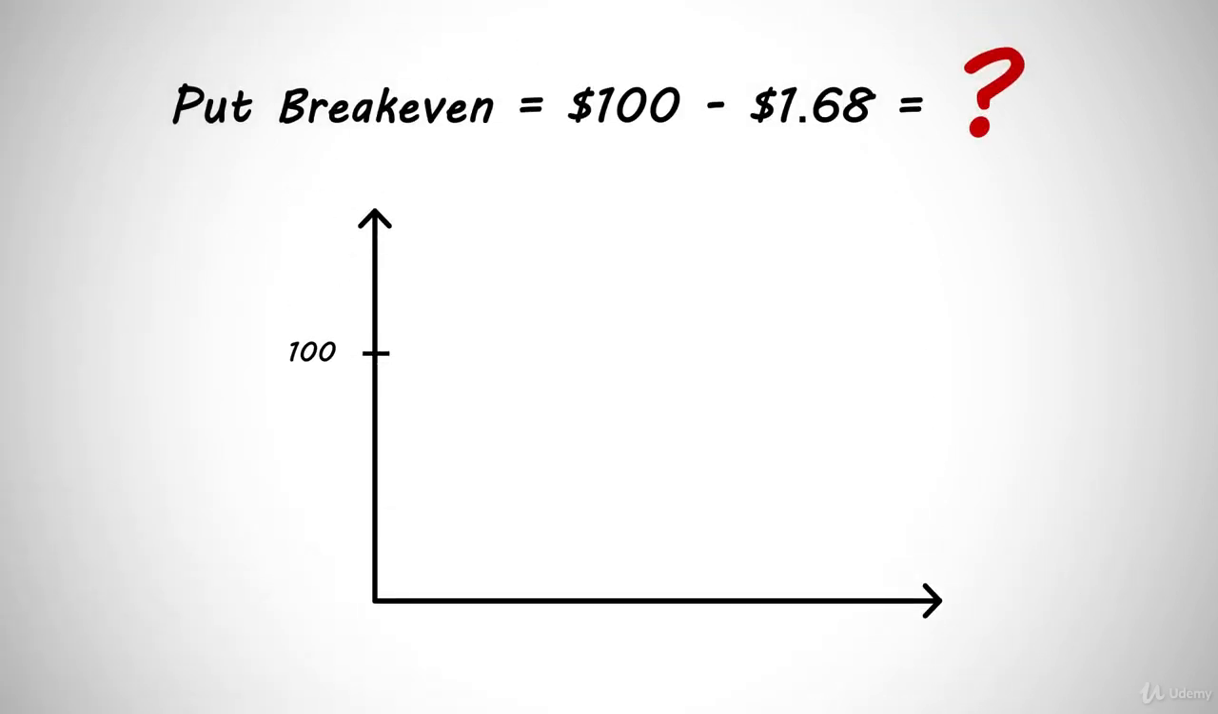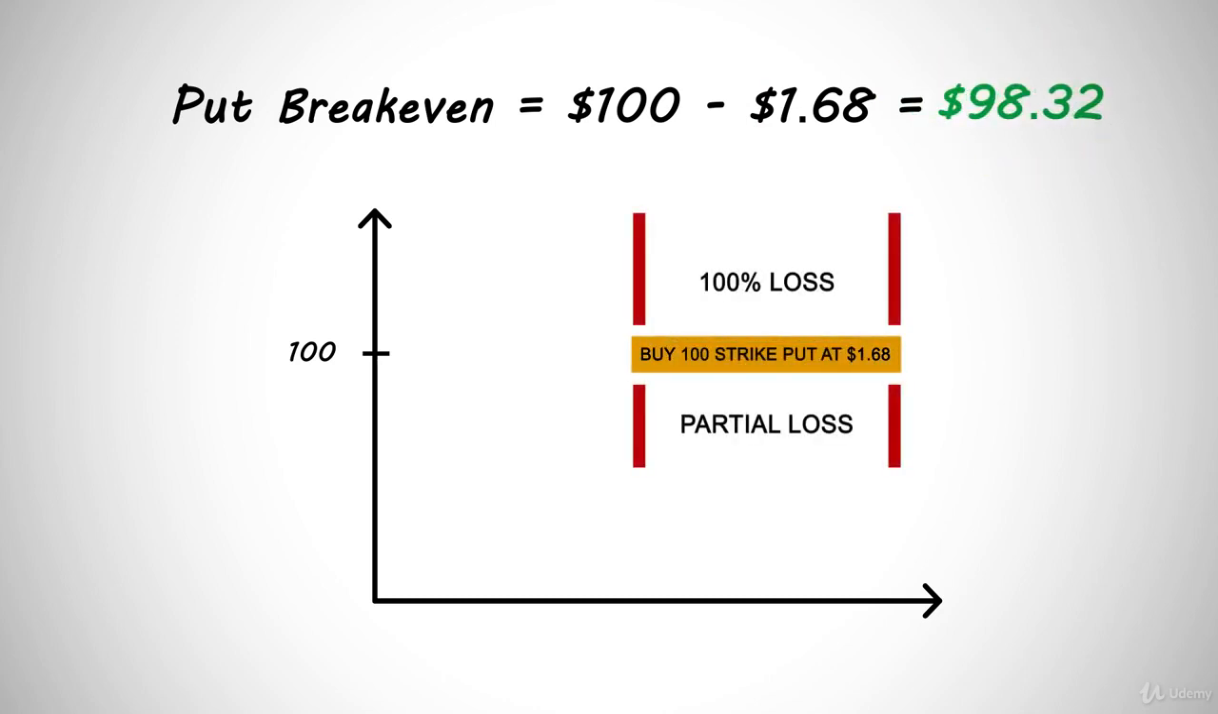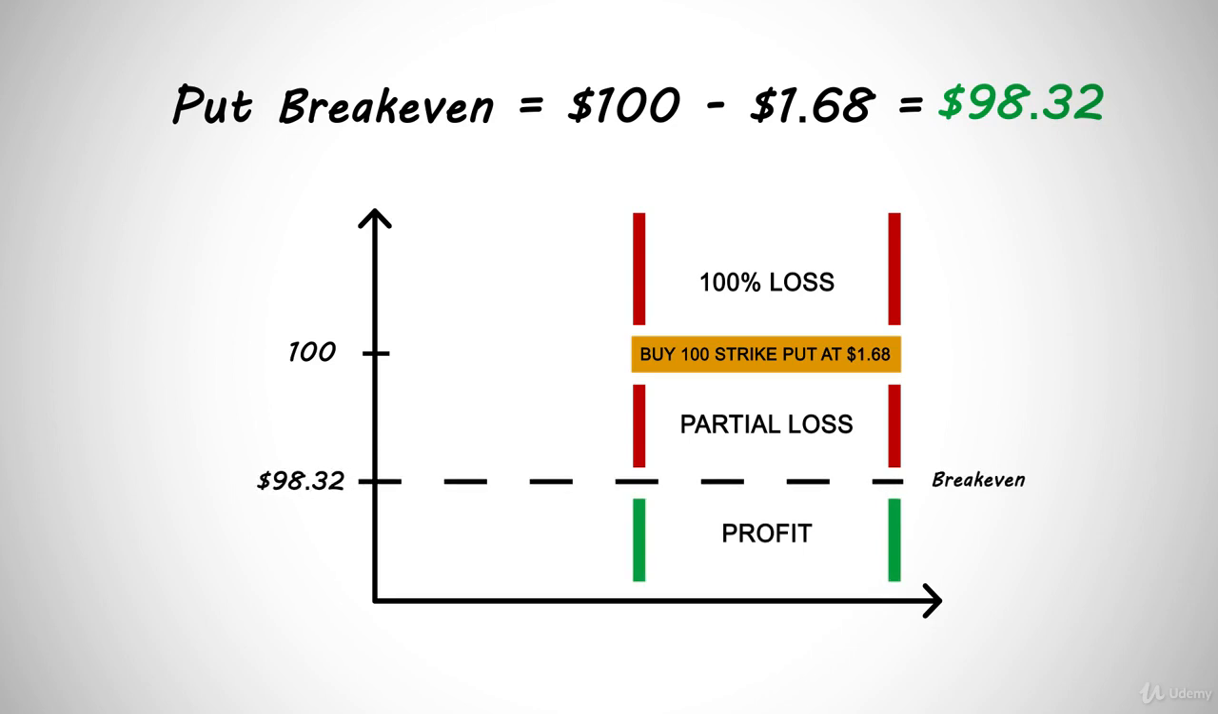Where would the stock have to go for us to break even? Remember, with puts, we calculate our break-even by subtracting our option premium per share of 1.68 from our strike price of 100. So our break-even would be 98.32. We start cutting into our losses once the stock goes under 100, but we do not start to turn a profit on this trade until the stock goes under 98.32.